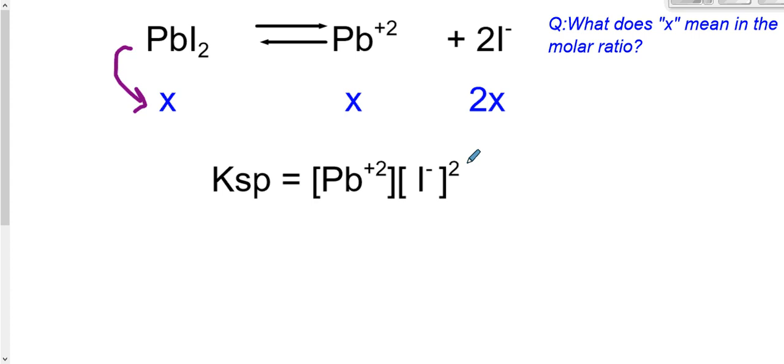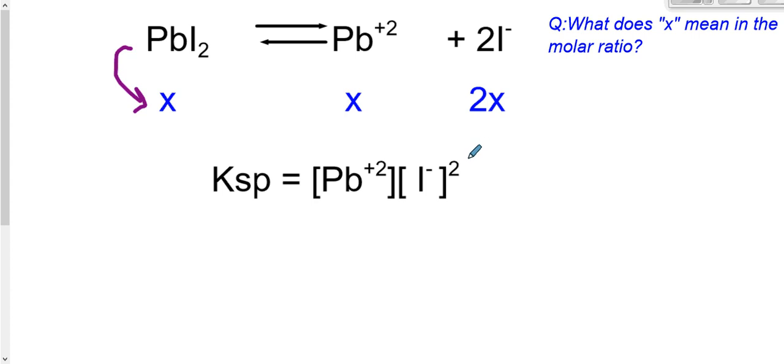Okay, remember what X means in the molar ratio? X here means how much lead iodide will dissolve, the solubility. X here means how many lead ions I will have when the solution reaches equilibrium. 2X here means how many iodide ions I'd have when the solution reaches equilibrium. I'd have twice as many as I have leads. Let's now substitute into our Ksp expression, because writing it this way is worth the mark. But now let's do the math.